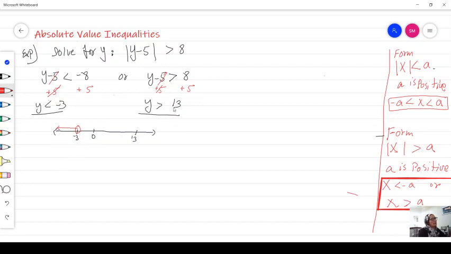If I do 13, 13 is an open circle again. And this time it says y greater than 13. You see the alligator mouth open towards y. So y greater than 13, greater goes to the right. So both of them go in the opposite direction. Okay, let me give you another example for this.